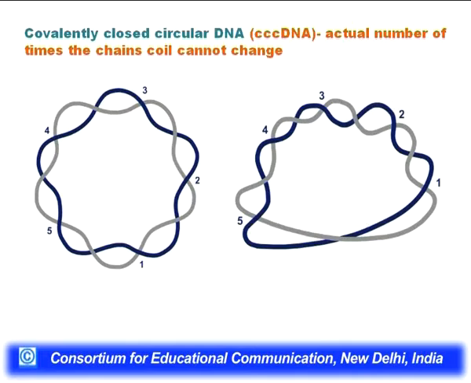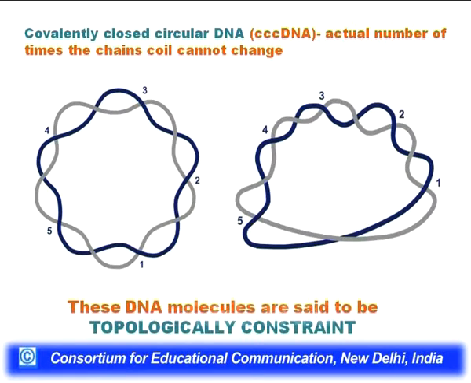Inside the cell, these are just the models which are represented here. This is not how the exact DNA looks in the cell, but these models are shown here to understand it better. So for covalently closed circular DNA molecules, because the two strands are covalently linked together, the actual number of times the chains coil cannot change. So these DNA molecules are said to be topologically constrained.